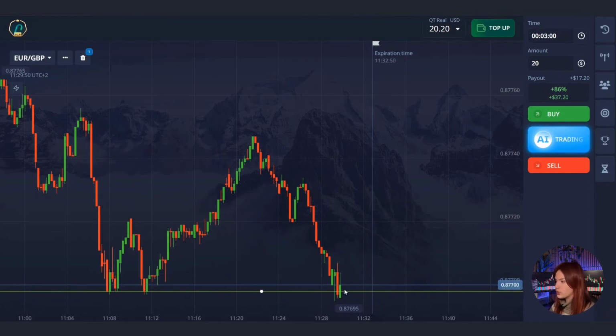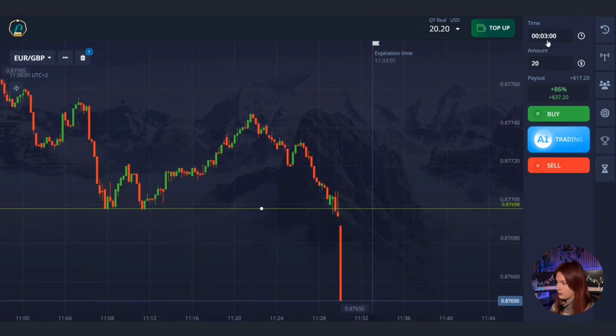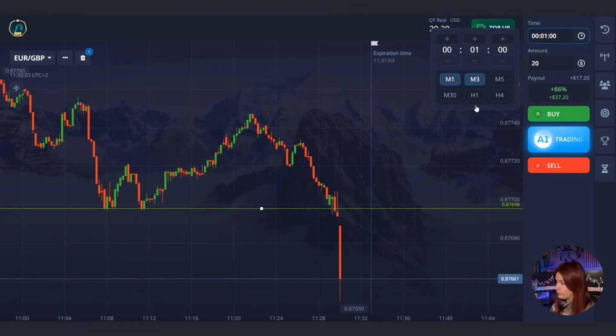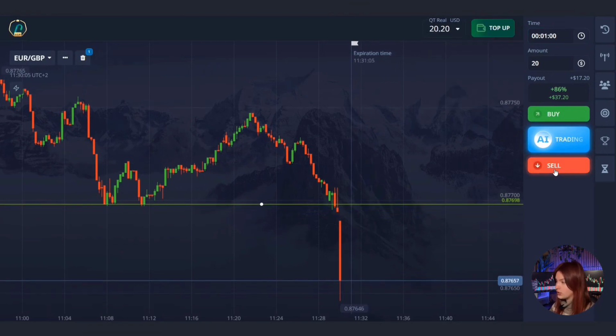Guys, we will observe the price a little bit. It is likely that this level will be broken in the near future, and if the price starts to go beyond the level, then we will open a deal to sell. So guys, the price has moved beyond the level by momentum. Here we'll immediately open a 1-minute deal to sell.